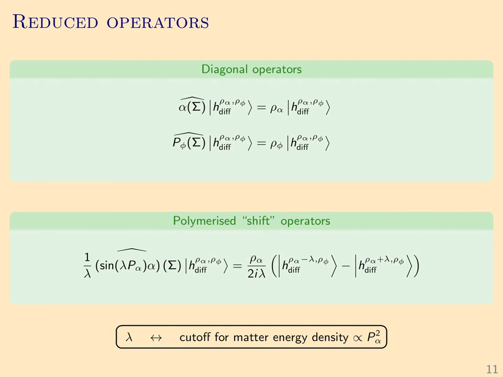So we can now check what this cutoff corresponds to, and if you look at the spatially flat Friedmann-Robertson-Walker model, then you find that the matter energy density scales as p alpha squared. So what you're doing by setting this cutoff lambda at the order of 1 is that you're cutting off this operator once the matter energy density reaches Planck density. So this is of course physically acceptable because we anyway expect that strange things happen at the Planck scale, so this is a valid regularization of this operator.